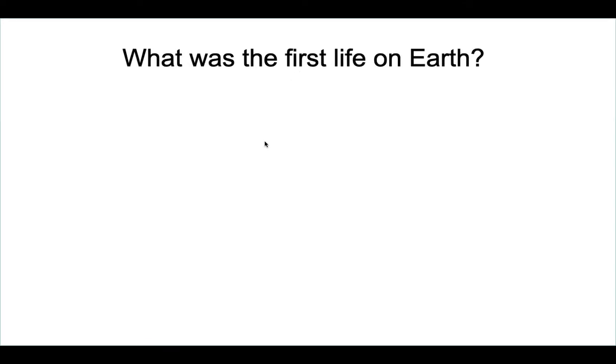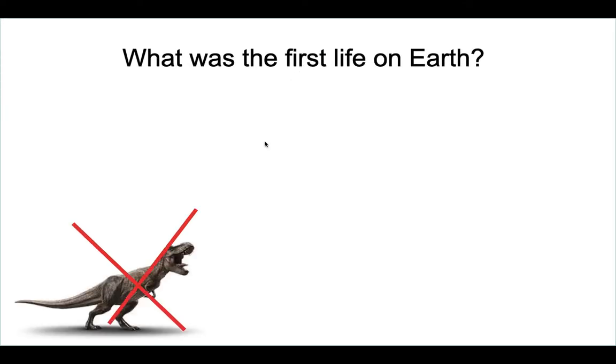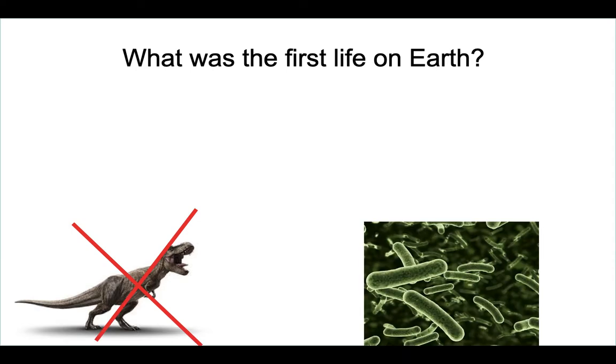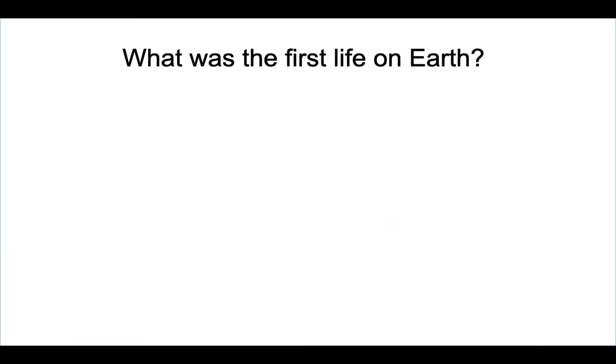So what was the first life on Earth? No, they weren't dinosaurs, they were bacteria. Right now, there are bacteria all over your skin. There are hundreds of species of bacteria on your skin. And so, when did the first life appear on Earth? Well, the first life appeared in the Archean Eon.